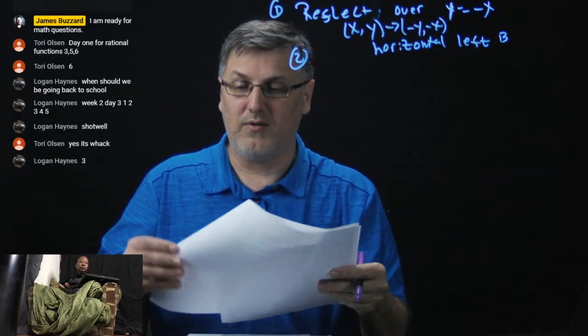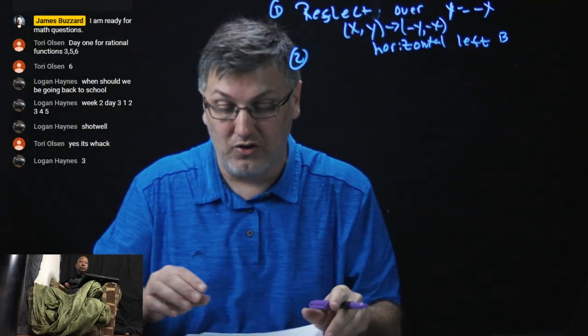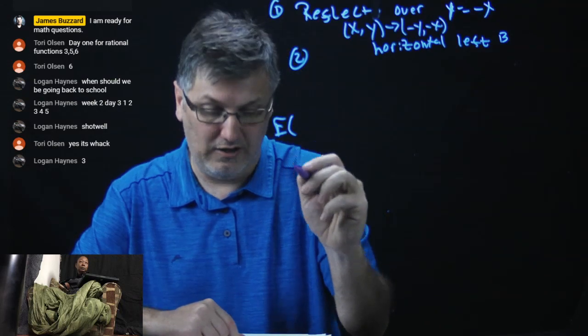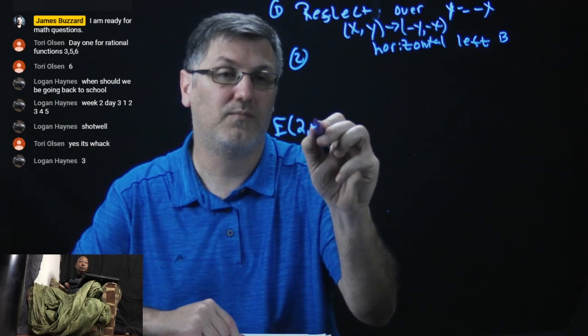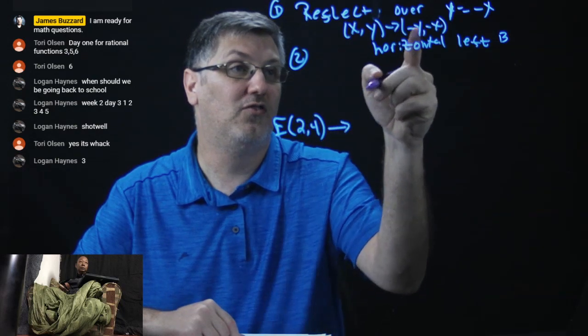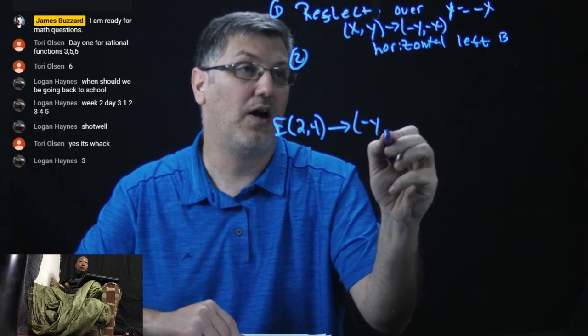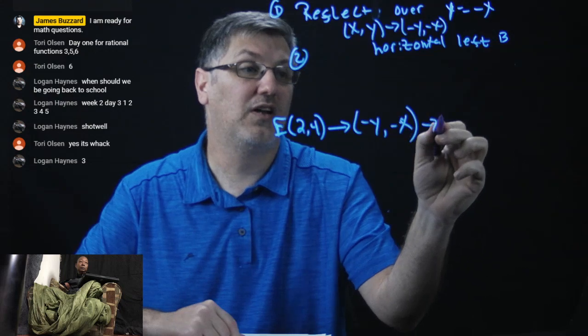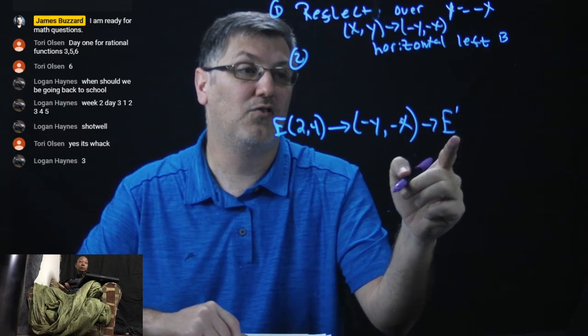So let's do a point. I'm not going to do all the points either. You can do one. I'll do one of the points just to illustrate. So I have point E, which is 2, 4. Now, this is that x, y. I'm going to map it to this, negative y, negative x. And that's going to give me my E prime, my pre-image, my image.